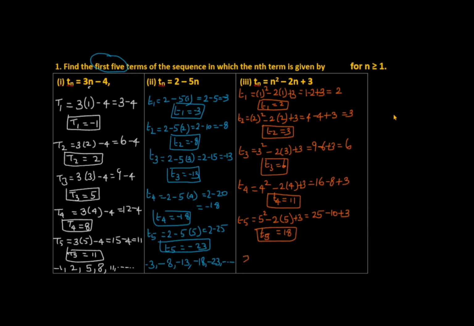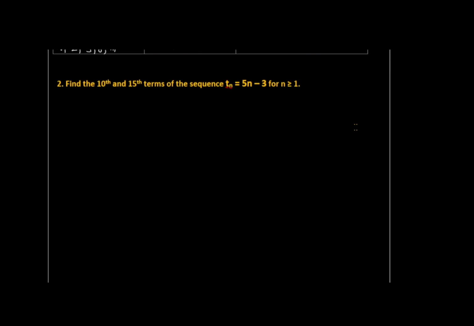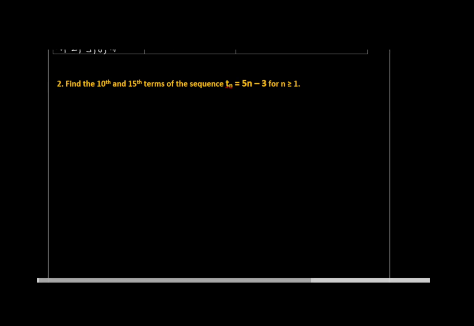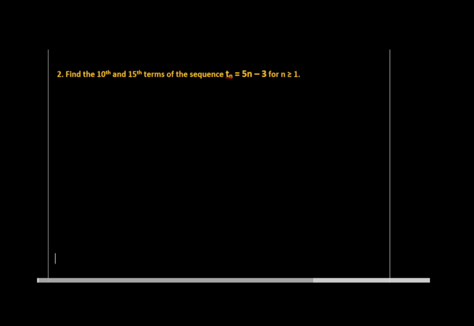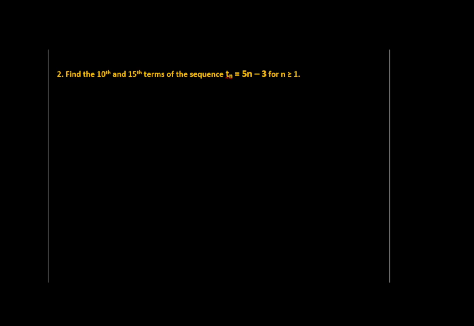The sequence here we can write: 2, 3, 6, 11, 18 and so on. These are the first 5 terms of the given sequence. The nth term is given, so we can find the first 5 numbers. Second question. Find the 10th and 15th term of the sequence. Just in n's place we can replace the number and we can find.